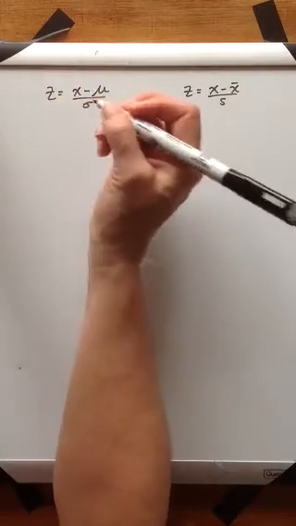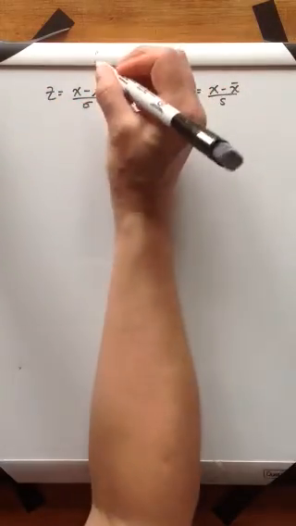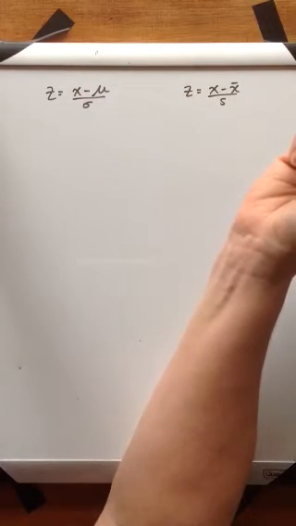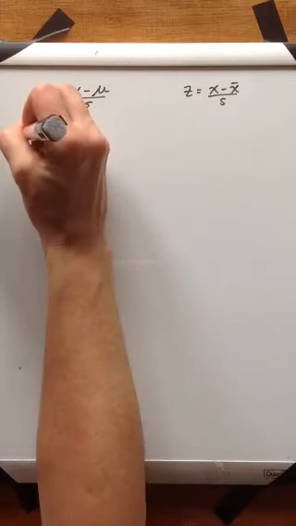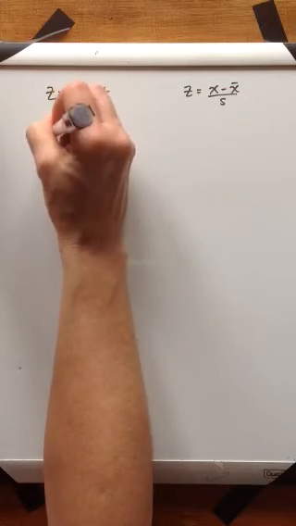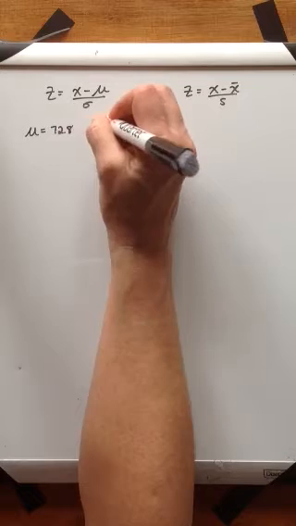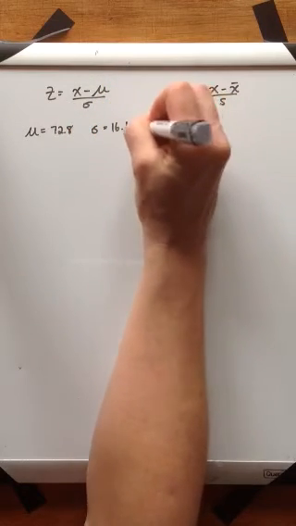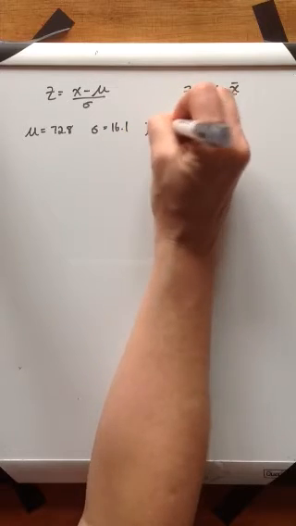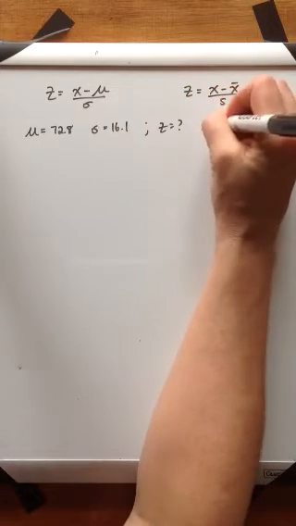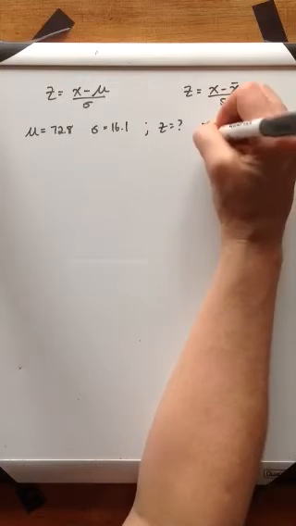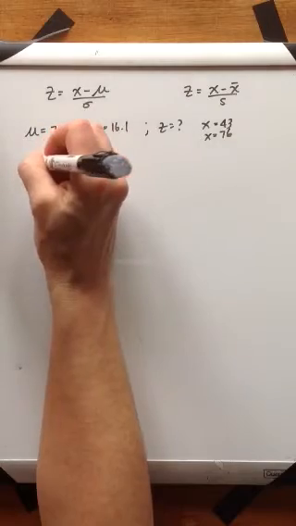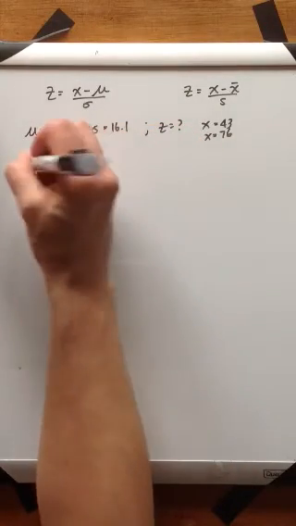All right, so z-score is easy. If you know all 3 of these variables, you can just solve for the z-score. So in the example, we are given that mu is equal to 72.8. We're given that the standard deviation is 16.1. What is the z-score when x is 43 and when x is 76? Okay, so it's just a straight calculation of substituting into this equation.